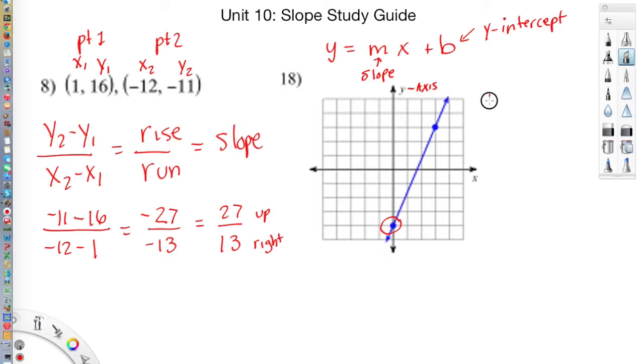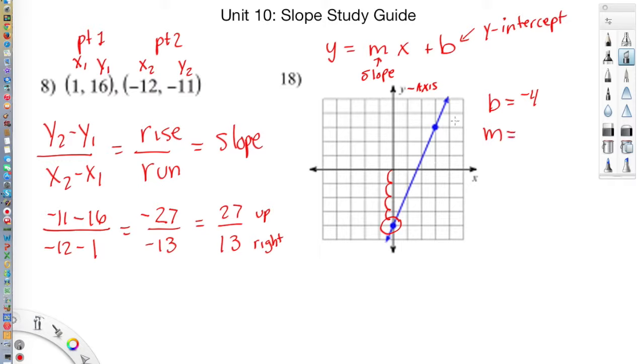So b is equal to, let's see, it's 1, 2, 3, 4 down, which is negative 4. So my b, or y-intercept, is negative 4. Now the m is the slope. How do you find slope? Slope is rise over run.